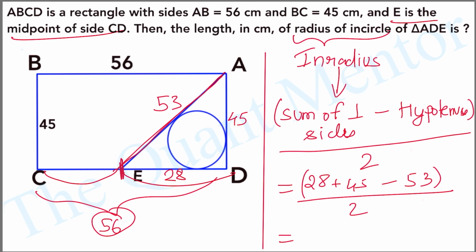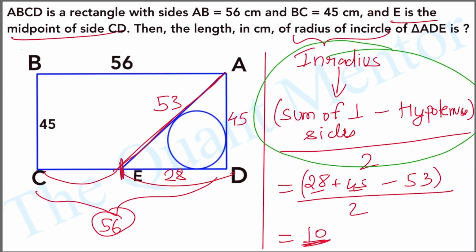So this would come out to be 28 and 45, 73 minus 53 is 20, upon 2. Our answer yet again is 10. So I strongly recommend knowing this shortcut. For any right angle triangle, the inradius is the sum of the perpendicular sides minus the hypotenuse divided by 2. Only and only for a right angle triangle as in this case.